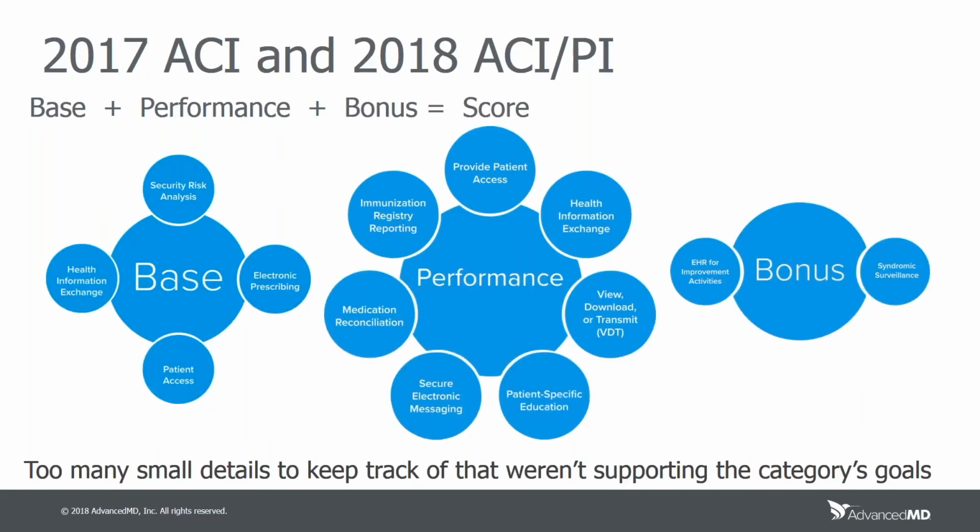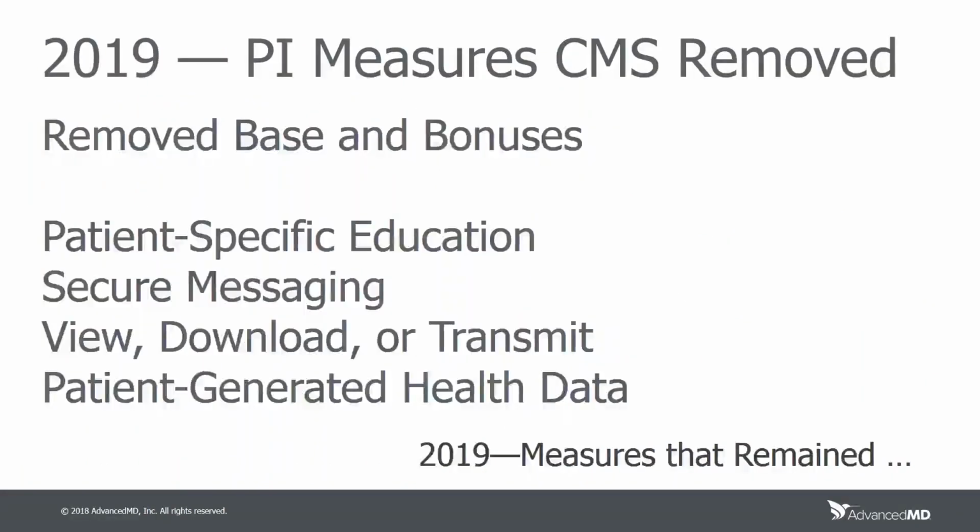So for 2019, what they've done, they've removed the base, they've removed the bonuses, and they have removed 4 of the measures. So you still have to do these for 2018. You've got another, I don't know, what day is this, the 6th? So you've still got another 25 days that you need to worry about these things. But after that, really, no more.